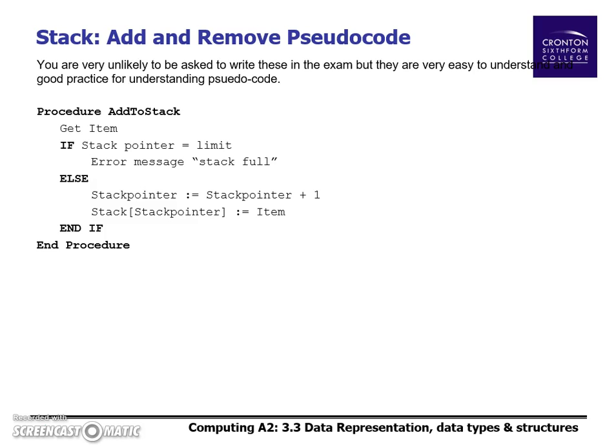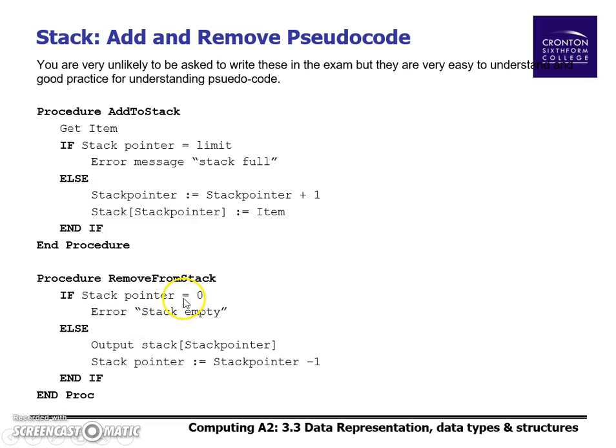So if we were to have a procedure, add to stack, get item, if stack pointer equals limit, error message stack full. Else, stack pointer equals stack pointer plus 1, and then stack[stack pointer] equals item. Okay, so what's actually happening here is we're saying if the stack's full, so there's no space left in the stack, we're going to display this error message stack full. Otherwise, we add 1 to the stack pointer and insert the item into the stack.